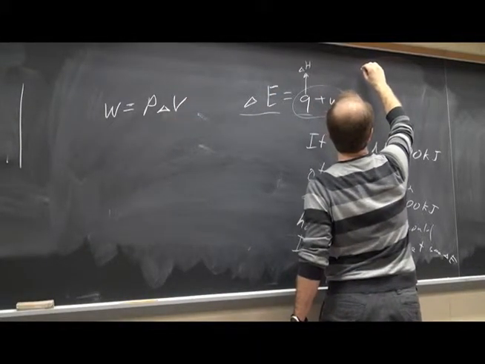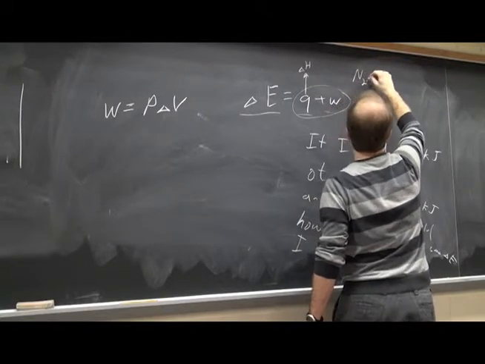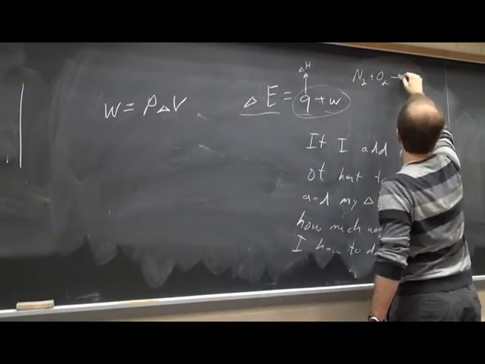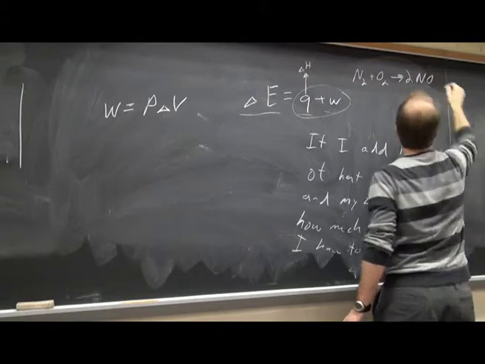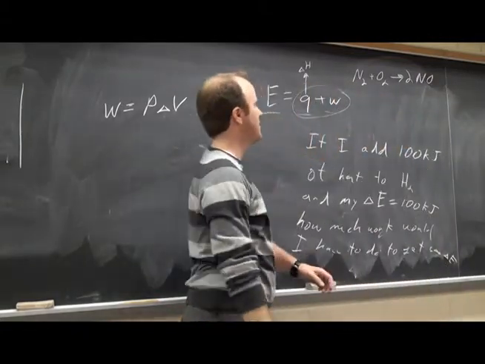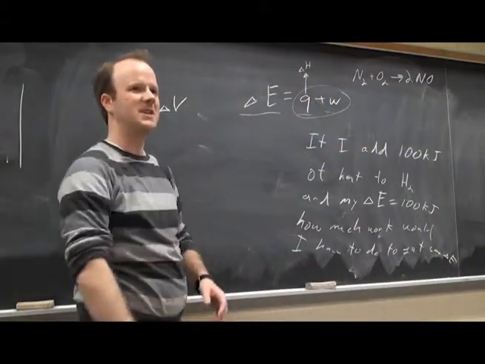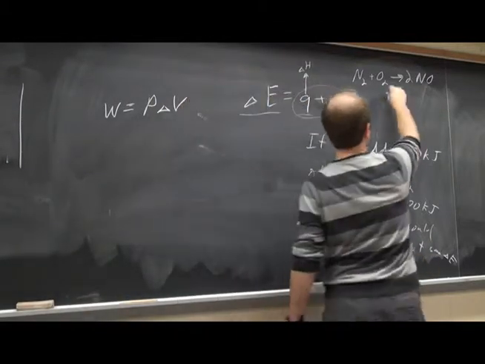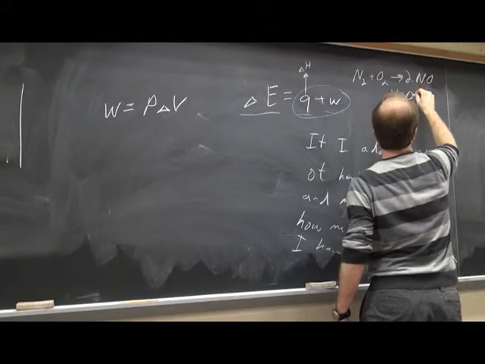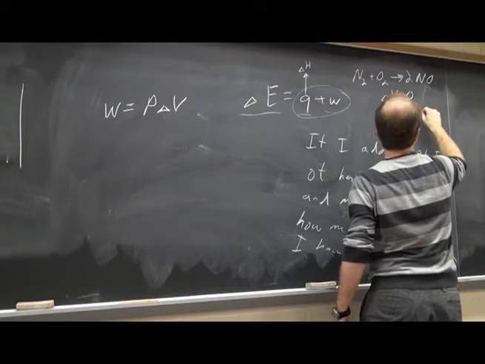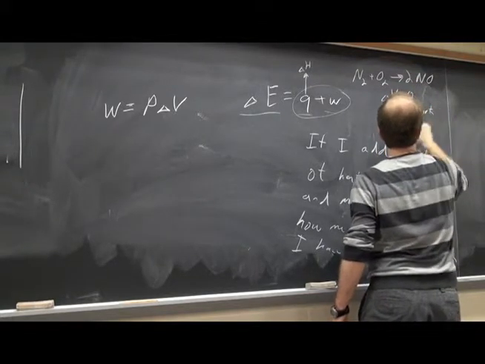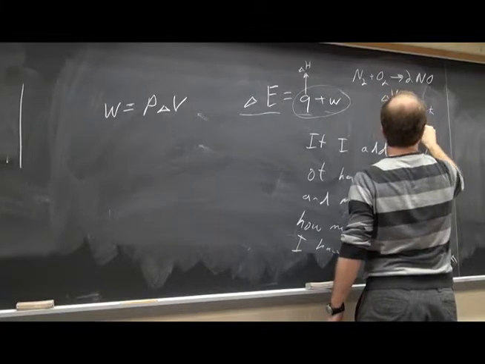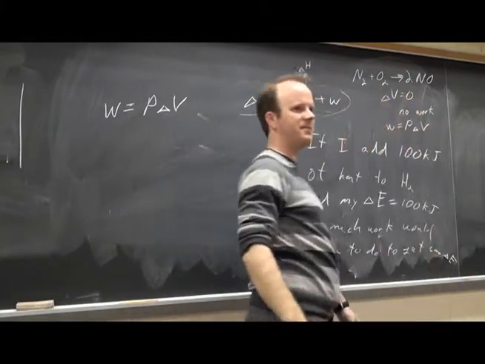Let's see, what's a good reaction? N2 plus O2 goes to 2 NO. If I don't want to do any work during this reaction, what do I need to make sure happens? Constant volume. Delta V equals 0. No work, because W equals P delta V, right?